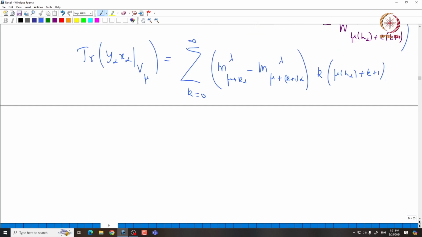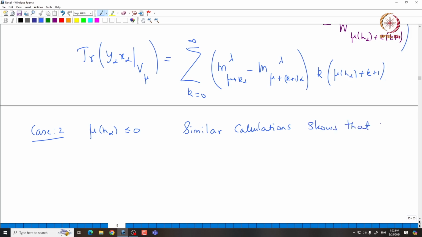Now, the case mu of h alpha being less than or equal to 0 can be handled similarly. Maybe I will leave it as an exercise. So, when mu of h alpha is less than or equal to 0, instead of working with the highest weight, one can work with the lowest weight vectors, and a similar calculation shows that we have the following formula.